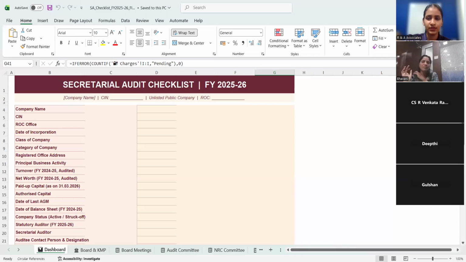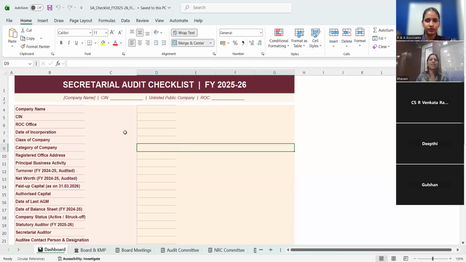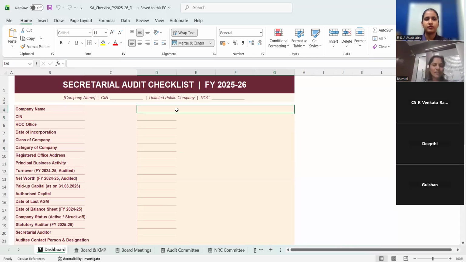I think this is the time for us to show the checklist which we have done, so that we can explain what kind of checklist we can create for secretarial laws. My screen visible? Not yet, Manisha. Yes, now it is visible. So this is a sample checklist which I can show to you all. This is basic information which we have covered, a dashboard sort of thing.